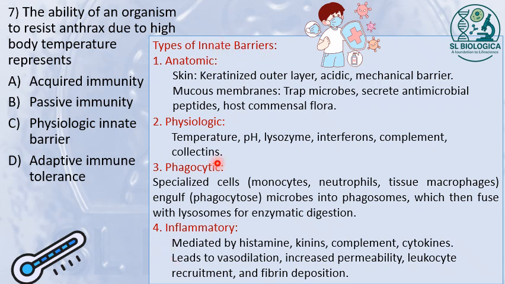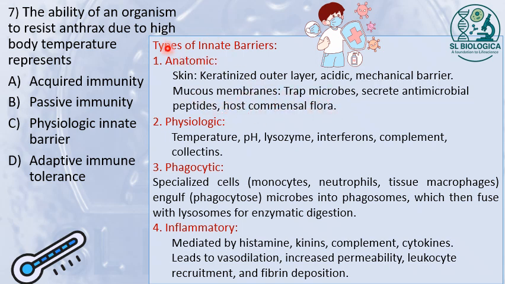We have 4 types of innate barrier, that is the inborn system to defend against the foreign pathogens. We have the first innate barrier, anatomic barrier, and within that skin and mucous membranes. We know that skin is the keratinized outer layer, acidic in nature, and it acts as the mechanical barrier. And the second one is mucous membranes, which trap microbes, secrete antimicrobial peptides, and act as the host commensal flora.